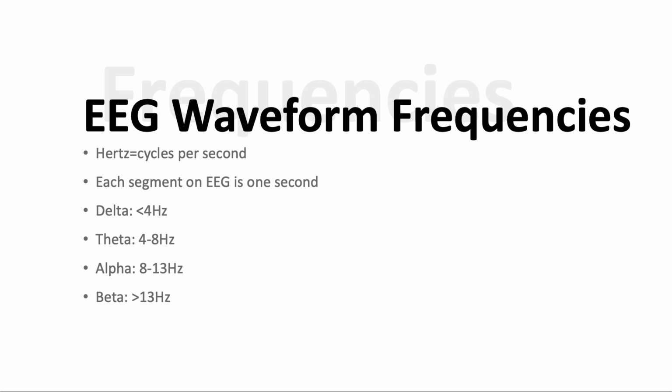When a waveform is less than 4 hertz, it's considered a delta frequency. 4 to 8 hertz is considered a theta frequency. 8 to 13 hertz is considered an alpha frequency. And that is true even if it is 8 hertz. You might wonder if it's 8 hertz, is it a theta frequency or an alpha frequency? Well, it's an alpha frequency if it's anywhere from 8 to 13 hertz. If it's greater than 13 hertz, the frequency becomes a beta frequency.